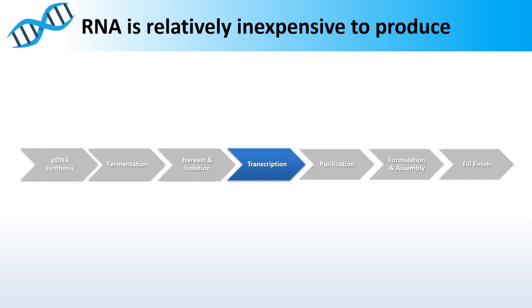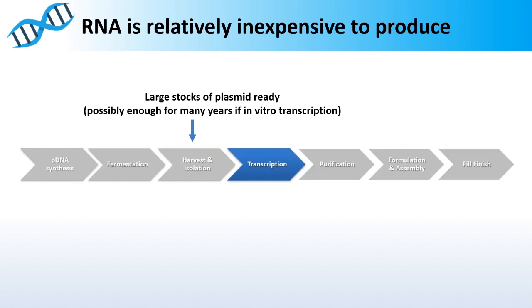And many of you will probably have seen this process summary before elsewhere. And what's good about this process here with the manufacture of RNA is that you don't need bioreactors or fermentations with each batch. So once you get to this point here and you have a large stock of your plasmid, which can be used as template for in vitro transcription, in many cases you'll have enough plasmid for multiple batches, or possibly enough plasmid to do you many years.